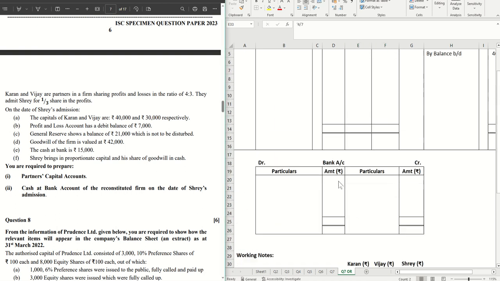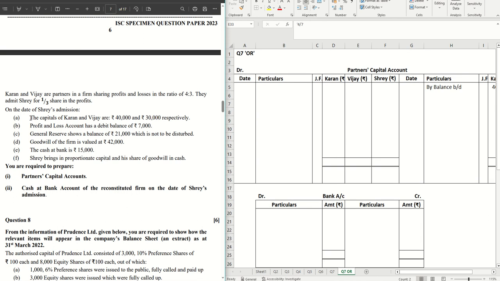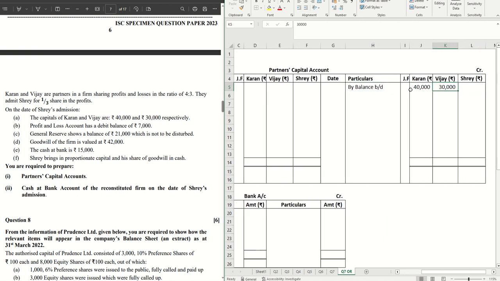Okay, let's pick up the item as we go along. Like the first one that we have, the capitals of Karan and Vijay are 40,000 and 30,000 respectively. So very first entry would be by balance b/d 40,000 and 30,000.